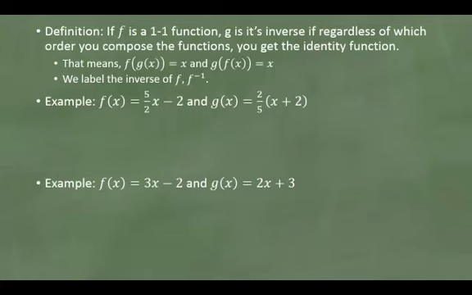If f is one-to-one, then there is an inverse, and for right now we're going to call its inverse g. And its inverse is going to be defined by composition. So g is its inverse if regardless of which order you compose the functions, you get the identity function. In other words, if you do f of g of x, you get x, or g of f of x, you get x. And let me remind you what composition means.